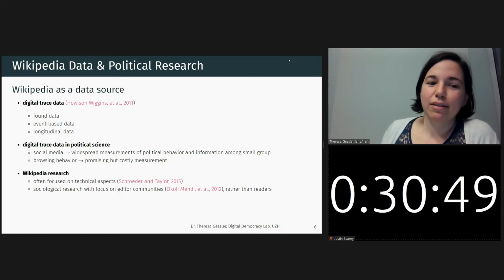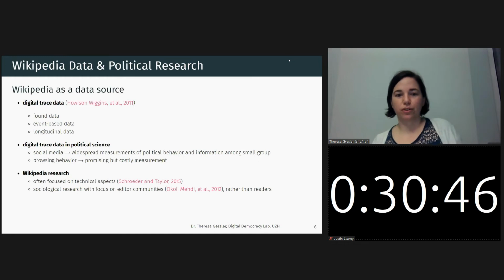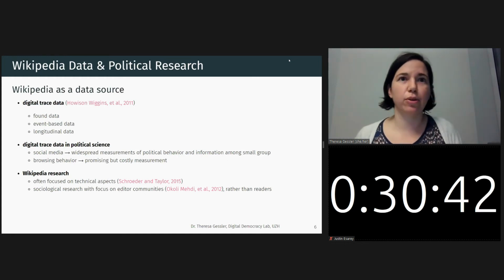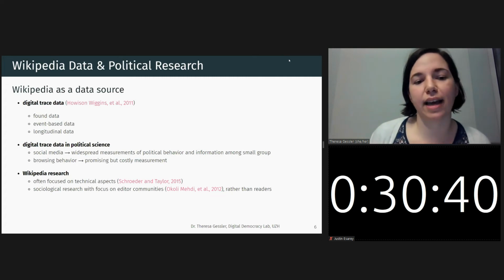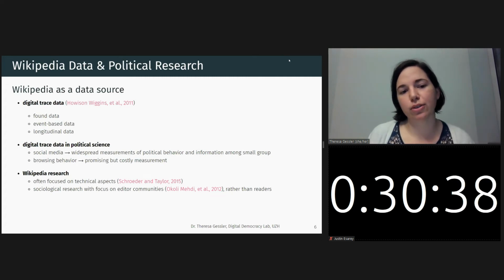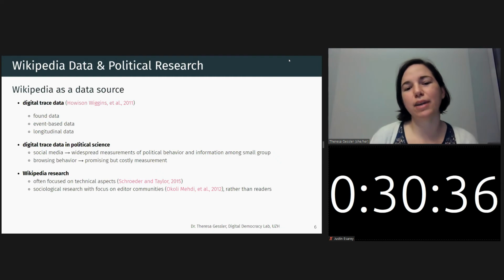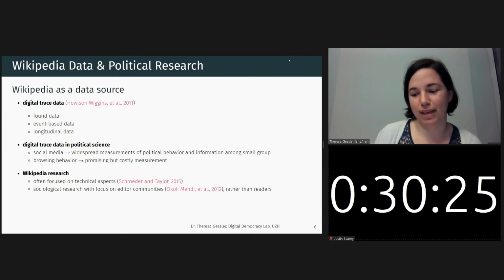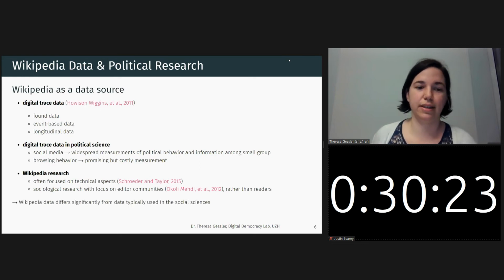However, Wikipedia research has quite often focused on rather technical aspects. So much of this research comes from computer science, from network science, and so on. There's a little bit of sociological research, but it is really focused on editor communities rather than readers. And I think, at least for political science, the readers of Wikipedia are much more interesting than the people who edit Wikipedia, because it's just a larger community.